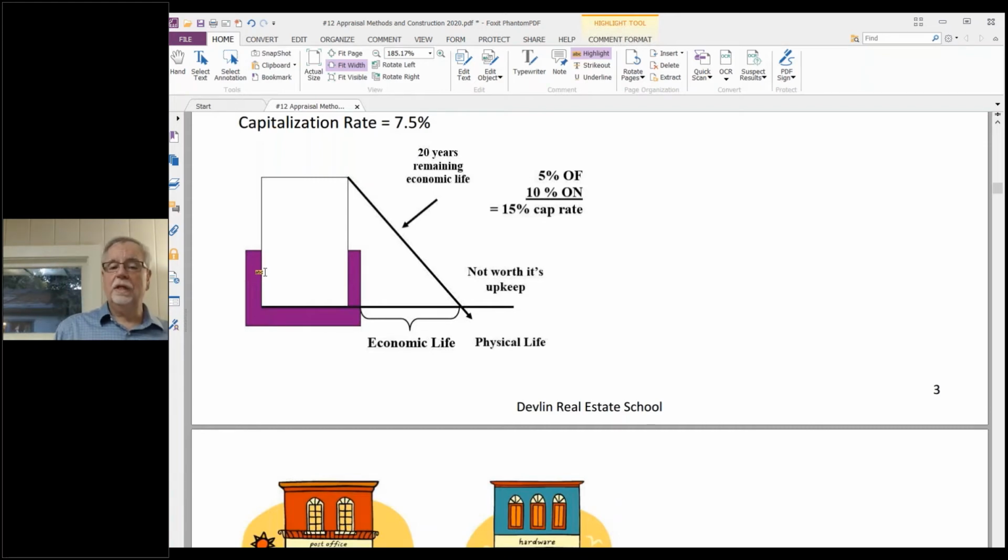There's a saying in real estate that more buildings are torn down than fall down. We rarely wait for a building to reach the end of its physical life and just collapse into the dirt. Once it reaches the end of its economic life, we tear it down.